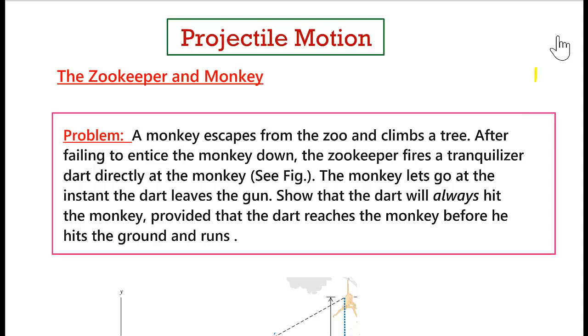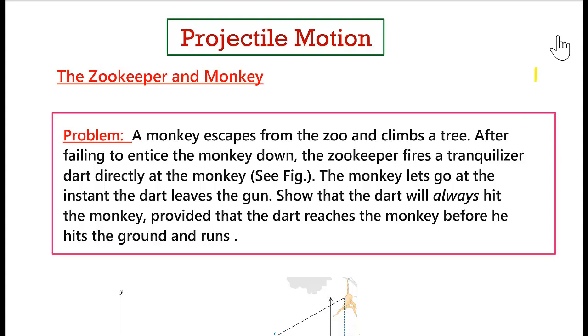To solve such problems, what we have to do is find the x coordinate of projectile 1 and the x coordinate of projectile 2, similarly the y coordinate of both projectiles, and we try to make some kind of constraint, some kind of equality in these terms, and then we solve the problem. So let us learn to solve projectile motion problems that involve two projectiles.